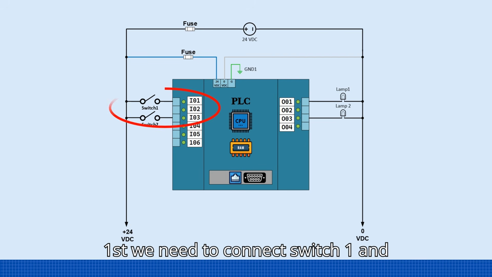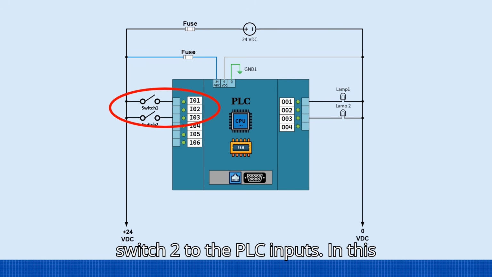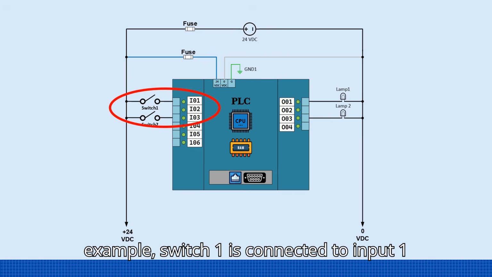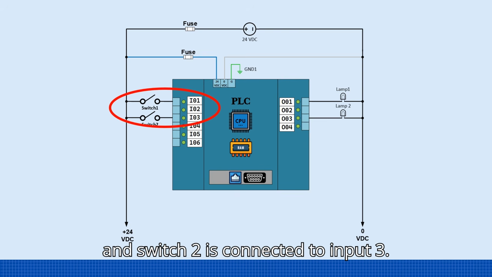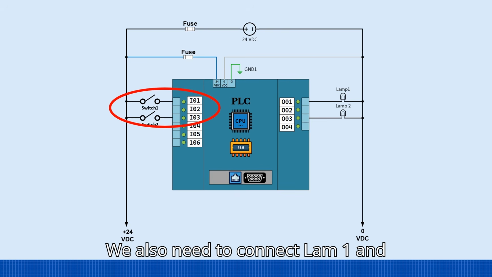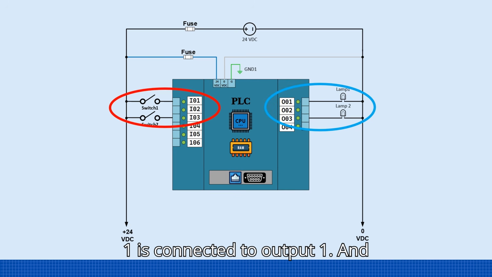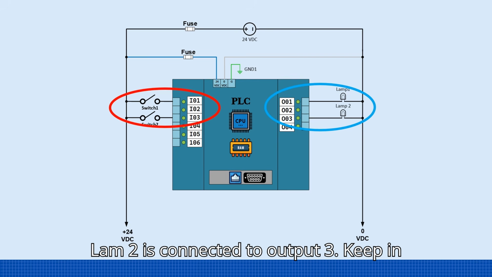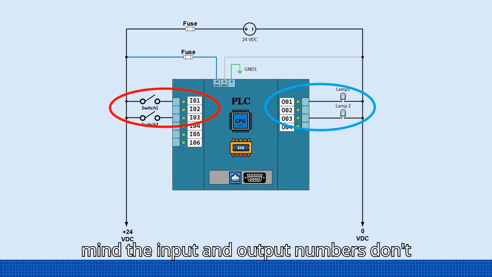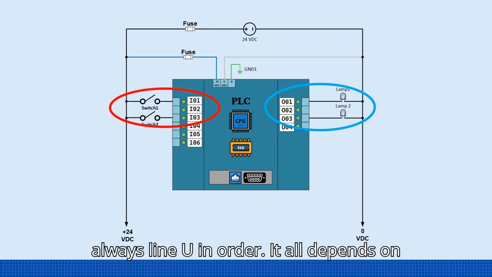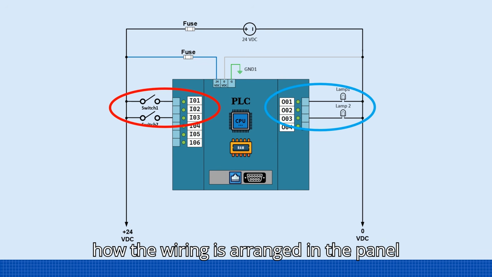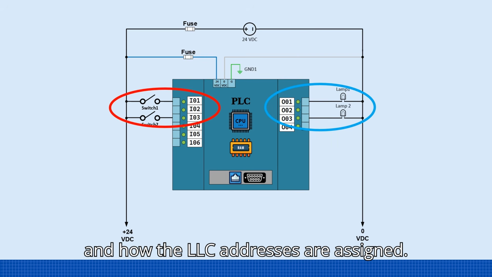First, we need to connect switch 1 and switch 2 to the PLC inputs. In this example, switch 1 is connected to input 1, and switch 2 is connected to input 3. We also need to connect lamp 1 and lamp 2 to the PLC outputs. Here, lamp 1 is connected to output 1, and lamp 2 is connected to output 3. Keep in mind, the input and output numbers don't always line up in order. It all depends on how the wiring is arranged in the panel and how the PLC addresses are assigned.